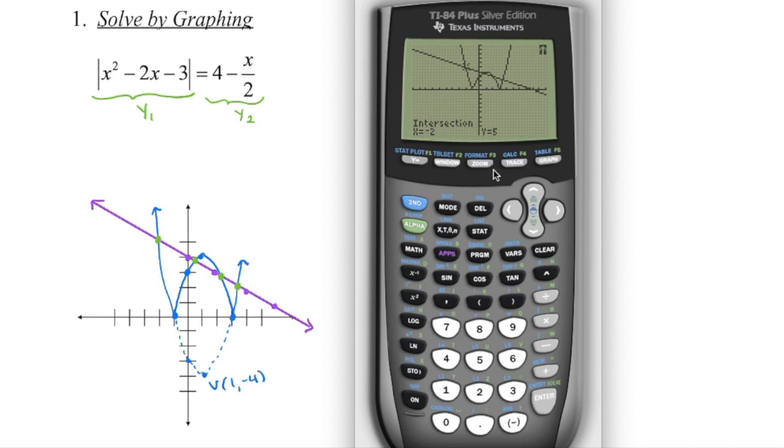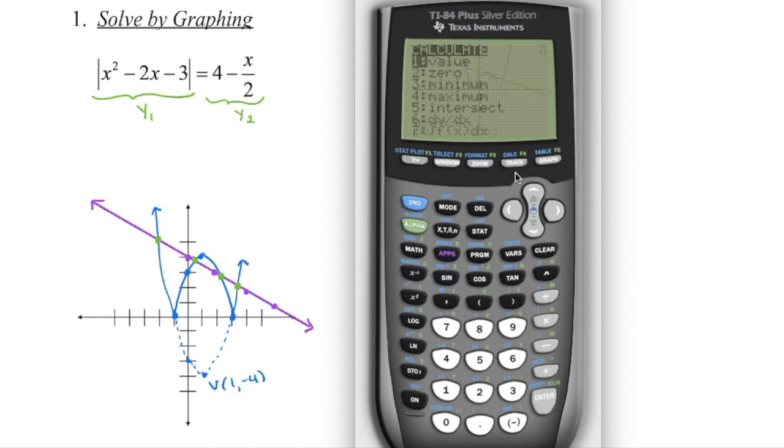Then we're going to go again, second function trace, number 5. And you're just going to move that cursor until you get to the next point where those graphs cross, which is right there. Enter, enter, enter. There's our second solution at 0.5. Second function trace, number 5 again. We're sliding that cursor over. There's our next point of intersection. Enter, enter, enter. We didn't have to go very far that time. 2 is our next solution.